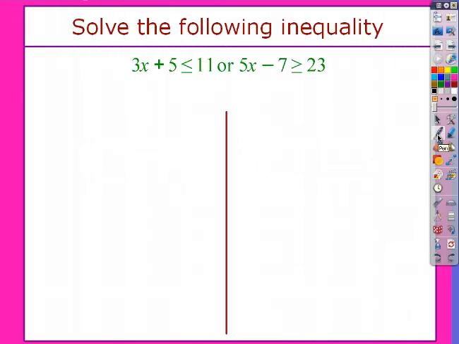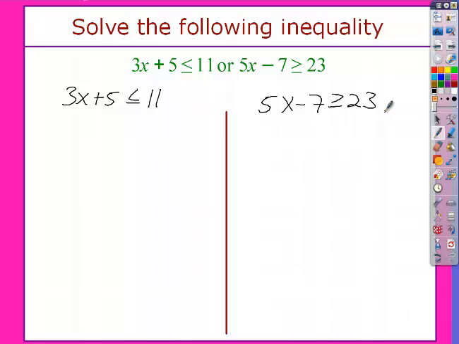Okay, solve the following inequality. Now, if you notice, this is not a compound inequality. This is an or inequality. So we're going to do the same thing. We're going to split it up at the or sign and write the left side and the right side and solve for x simultaneously. So we're going to have 3x plus 5 less than or equal to 11 here, and 5x minus 7 greater than or equal to 23 there.